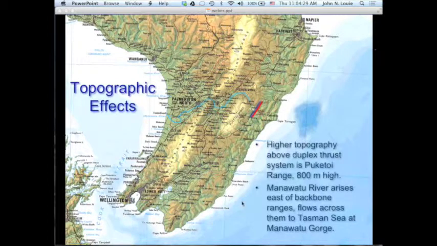Wellington is here. The subduction zone is way off shore, and the direction of subduction is basically to the west. So here's the backbone range of the southern half of the North Island. You expect to see that above every subduction zone, but there's this weird hole in the backbone range, and there's a big gorge and a river pouring through it, the Manawatu River. And the Manawatu River originates in the Puketoi Range, which is out in front of the backbone range.